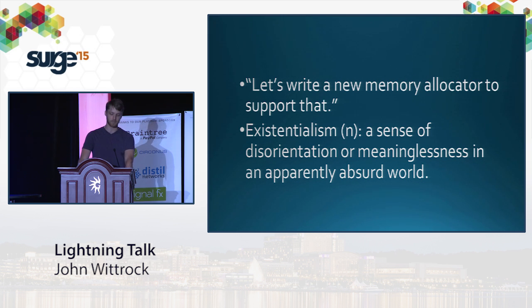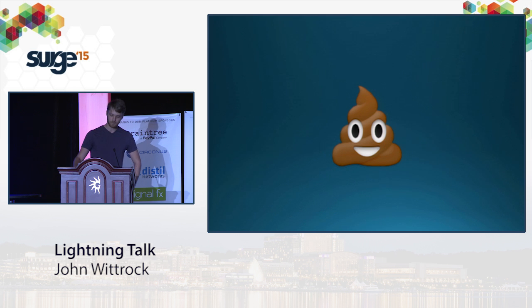moderately high-scale production application. My favorite definition of existentialism is a sense of disorientation or meaninglessness in an apparently absurd world. And that's basically how you feel when you're debugging a memory allocator in production, especially when you can't use Valgrind on it. So debugging a memory allocator in production when you can't use Valgrind on it and don't have any good tooling is basically, to me, like standing in the middle of Times Square in the middle of the day, finding a pile of dog crap in the middle of a crosswalk, and your only recourse being to stand there and wonder, who has done this? Oh my God. And that's all you can do. Eventually, you figure it out, maybe. But maybe you have to stand there with a microscope on the crosswalk and examine every foot that walks by.